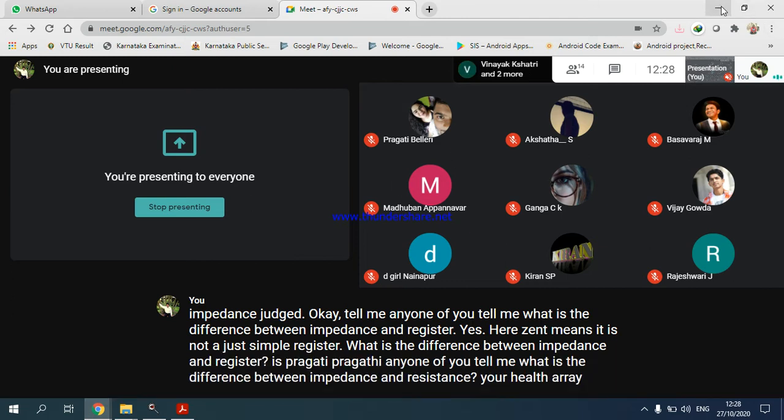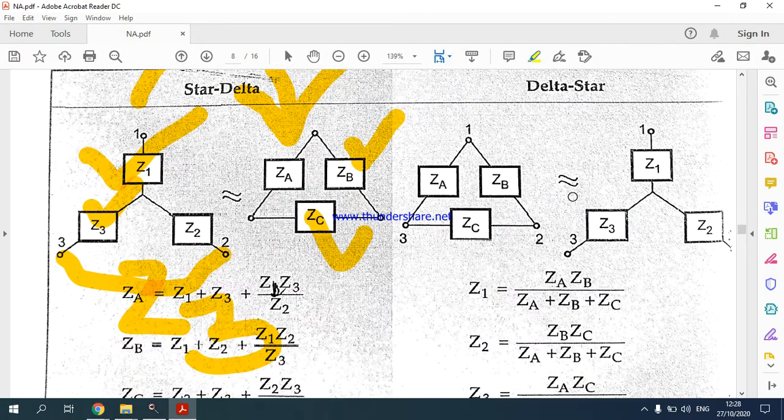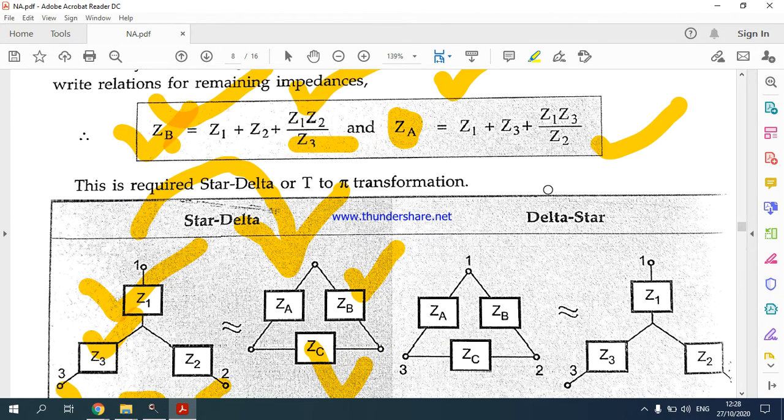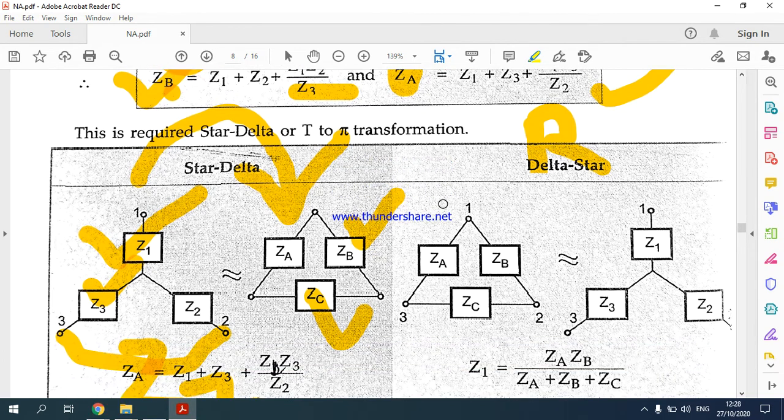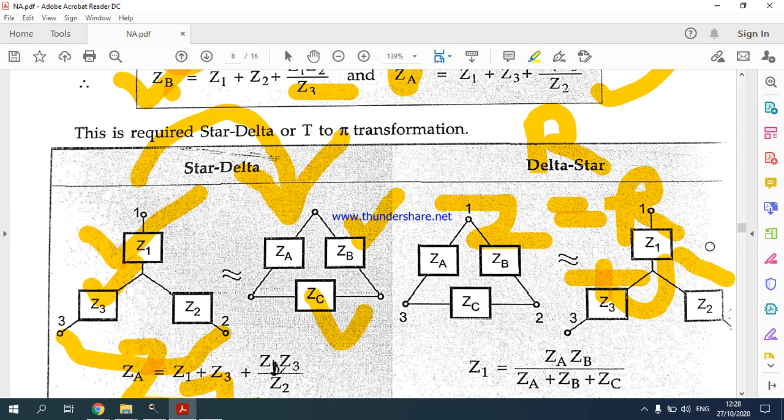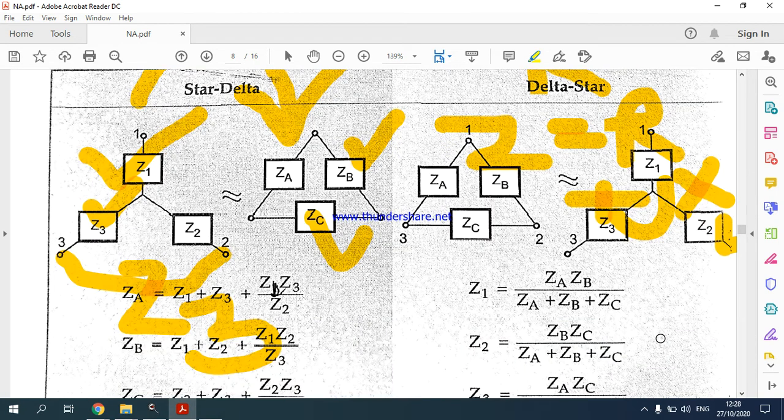What is the symbol of resistor? Tell me. Symbol of resistor is what? R means what? Resistor. Fine. Then what is the meaning of Z? Z means impedance. It is the sum of what? It is the sum of resistor plus jXL. XL means what? Inductance, minus jXC.